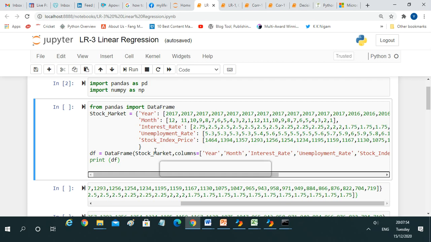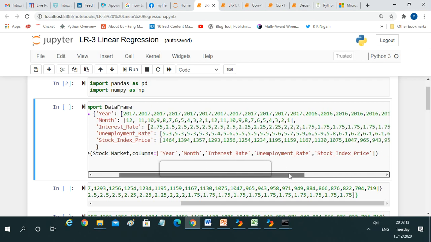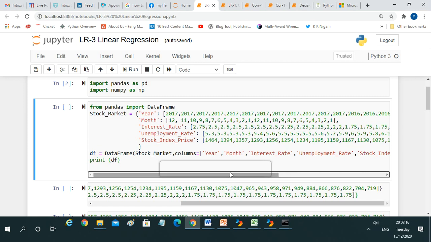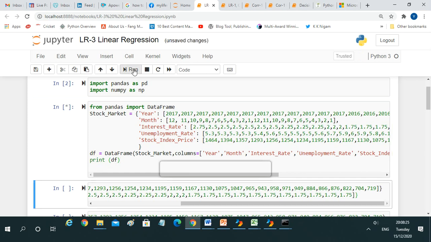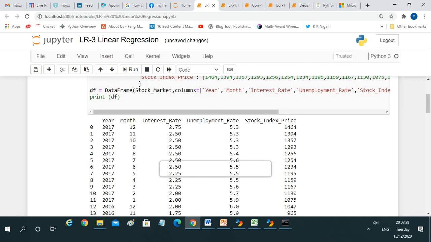various variables which are available, and this has been shifted to df is equal to data frame stock market. Stock market is the complete container where all types of data is available, and the data frame stock market columns are year, month, interest rate and unemployment rate, and then stock index prices, right? So when we run this, it will be transferred to df, and then we will also print the data frame. So let us do that, and we can see that the year, month, interest rate, unemployment rate, stock, all of them have been printed for the 24 months, right?